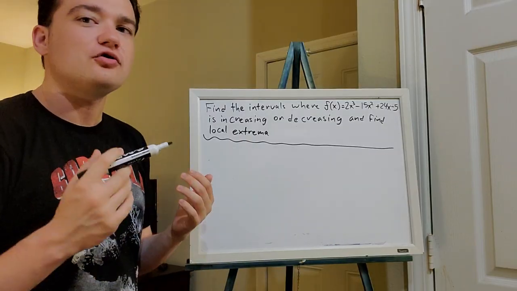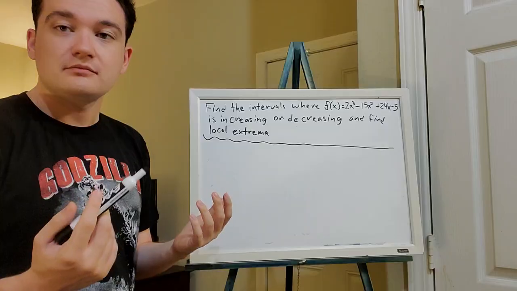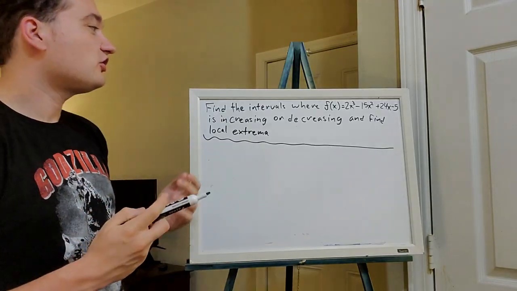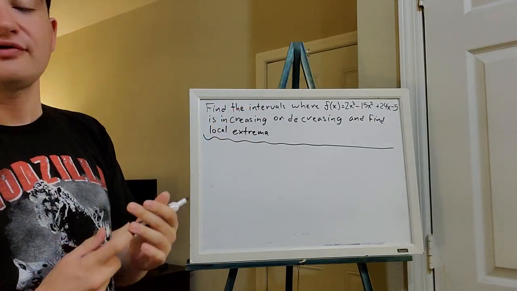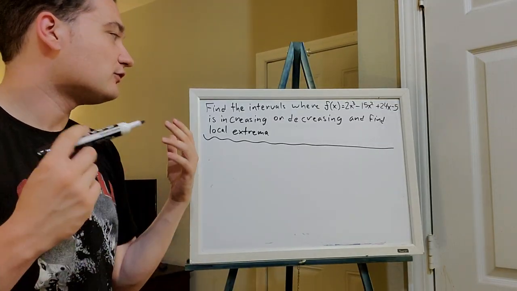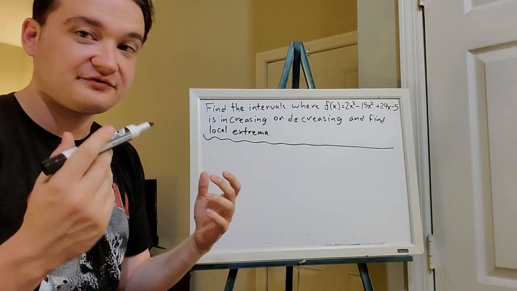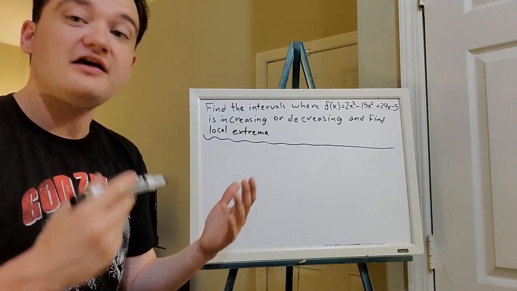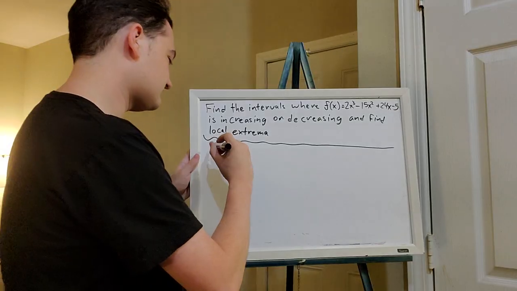and find local extrema, local maximums and minimums. Okay, so first, let's find where our function is increasing or decreasing. How do we find where our function is increasing or decreasing? We find where our first derivative is positive or negative. How do we do that? First, we find our first derivative.